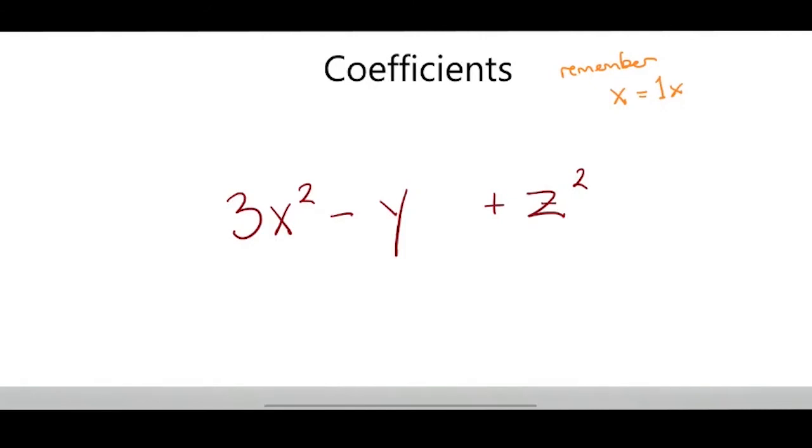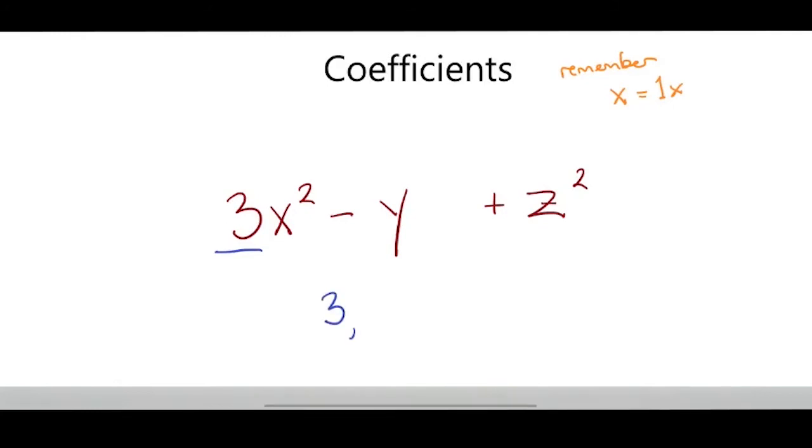All right, let's name the coefficients here. So I see here, first off, I have a variable of x. It's actually x squared. So I look and there is a coefficient because there is a number being multiplied by that variable. So our first coefficient is 3.